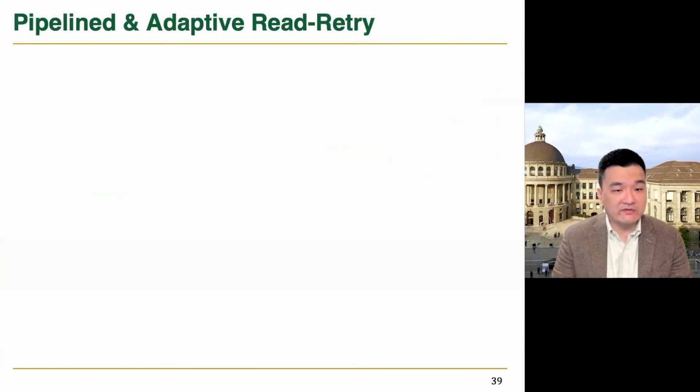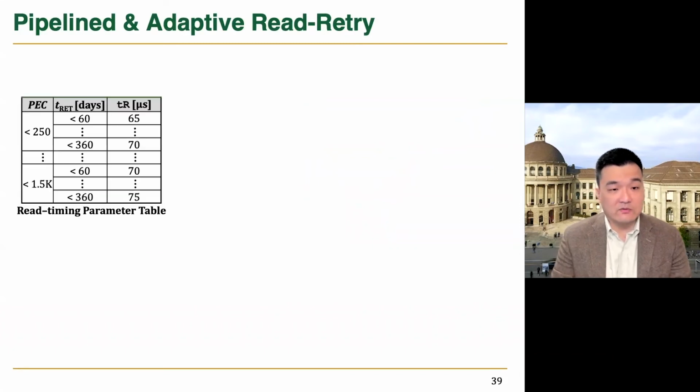So let me review the overall read-retry process when we combine our PR scale and AR scale. We first propose that SSD manufacturers incorporate a read timing parameter table into the SSD so that the SSD controller can get the best read timing parameters depending on the current operating conditions from the table. This can be done easily and accurately by the manufacturers since they already have a sophisticated infrastructure for profiling a large number of NAND flash chips.